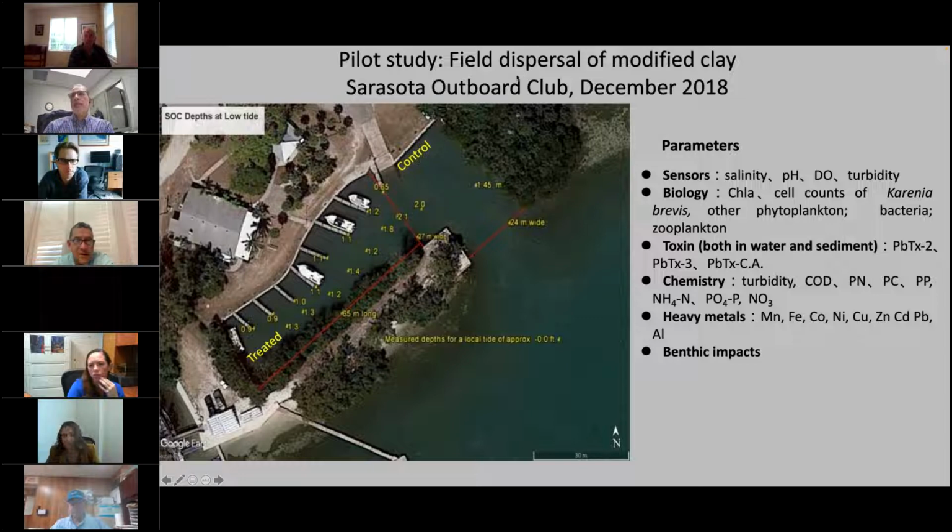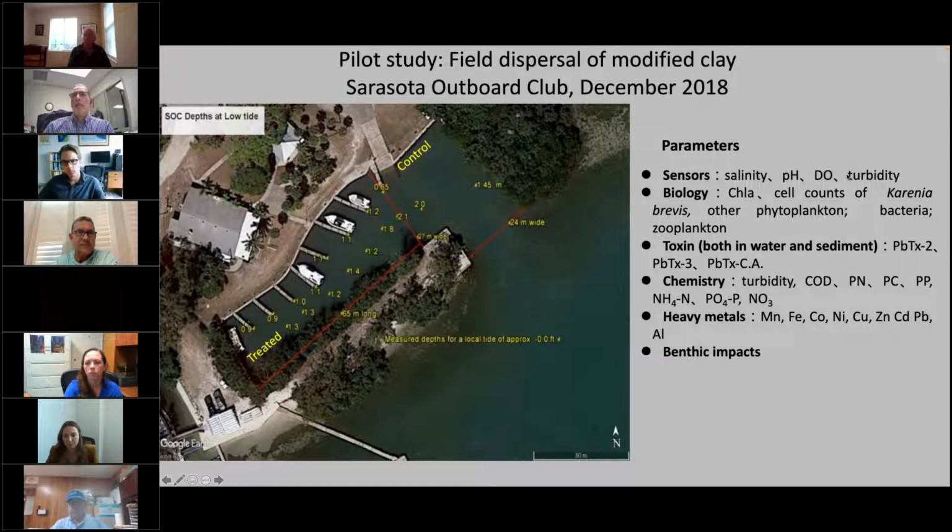So we have twice now done these small-scale pilot studies, which are going to be the objective of this new PCM HAB project. Here you're looking down on the Sarasota Outboard Club, which is right near MOAT Marine Laboratory. It's a perfect place to do these kinds of experiments. You can see we could put a boom across here. We could work from these little piers, have a control area. And notice all this we did in December 2018.